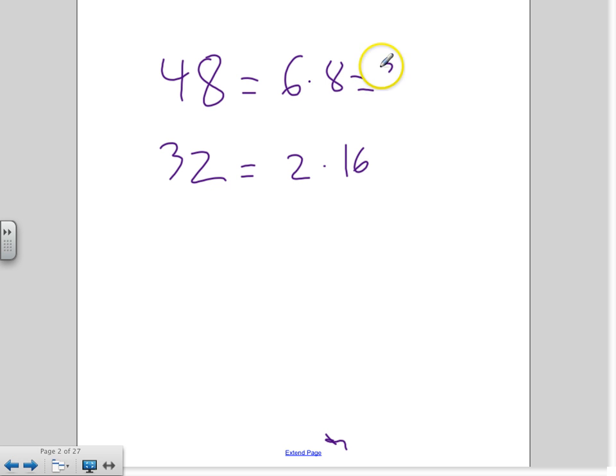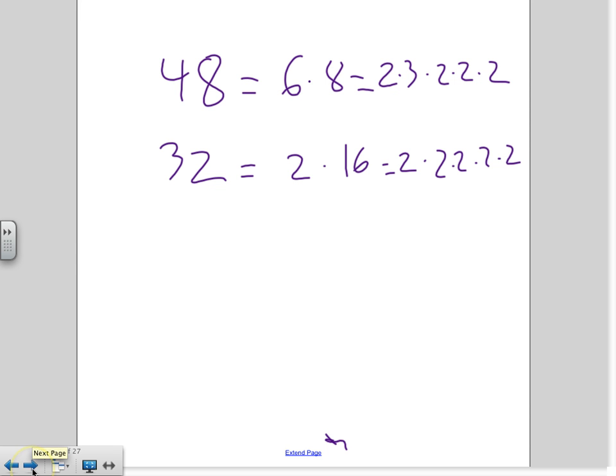So 6 is 2 times 3, right? 8 is 2 times 2 times 2. Okay, see? 6 times 8. I got that part covered. 2 right here, still here. 16 is 4 times 4. 4 times 4 is 16. 16 times 2 is 32.